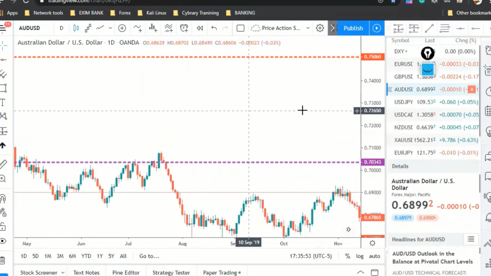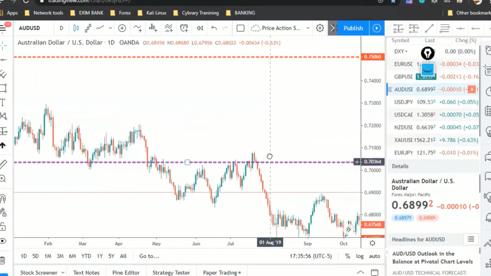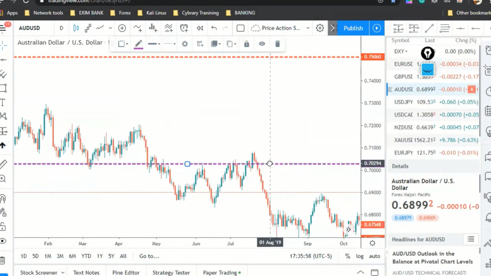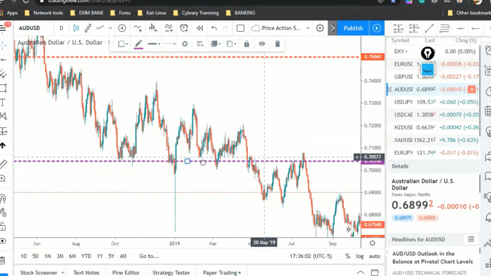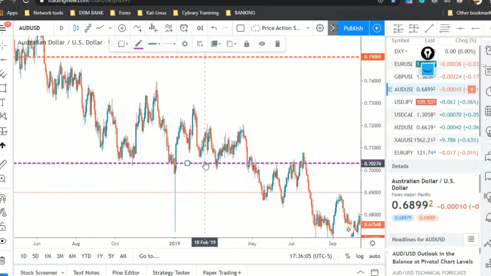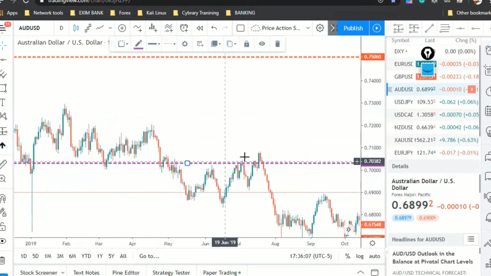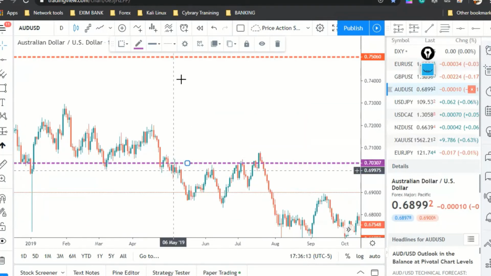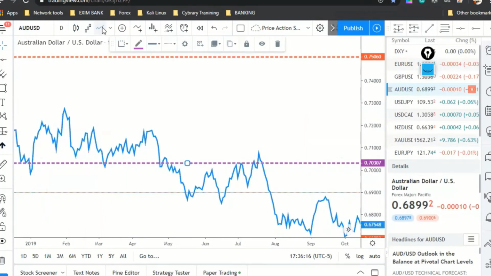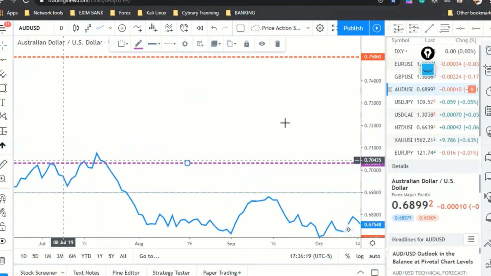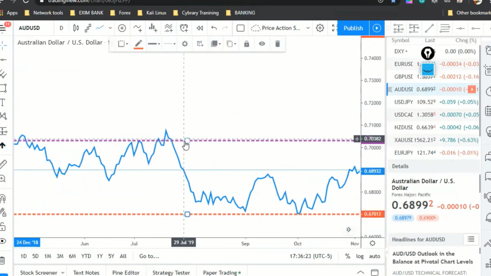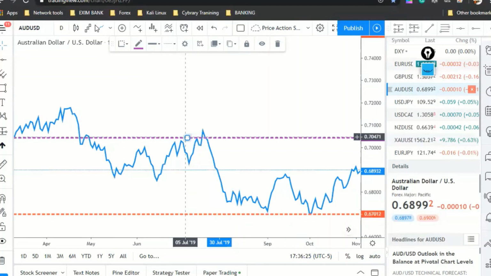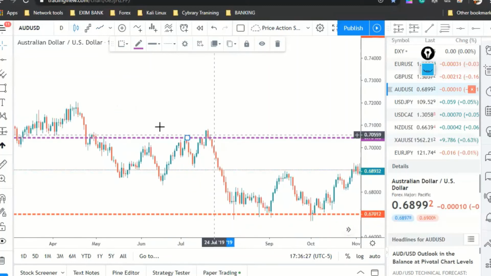Okay. Many persons will say it should be on the wick, or in the body. That doesn't matter. It really doesn't matter. Based on my experience trading, it doesn't matter because you have fake outs, you have a lot of other stuff that comes into it. So to avoid all of the confusion, I would recommend that you go onto the line chart and use the line chart to place the support and resistance zone. Why? As you can see, it eliminates all the noise.